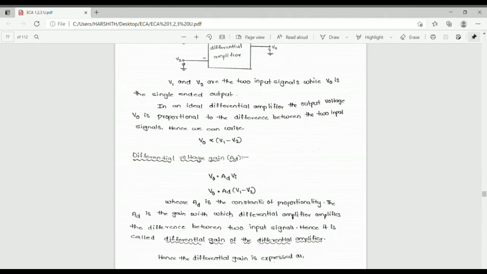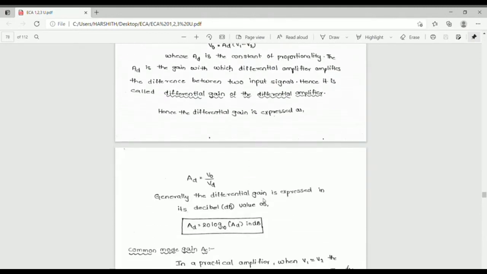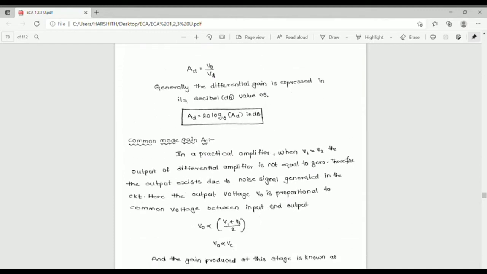So the differential gain is expressed as AD equal to V0 by Vd. Generally, differential gain is expressed in decibels, so AD in dB equal to 20 log 10 AD. And the next one, common mode gain. So common mode gain is the AC.